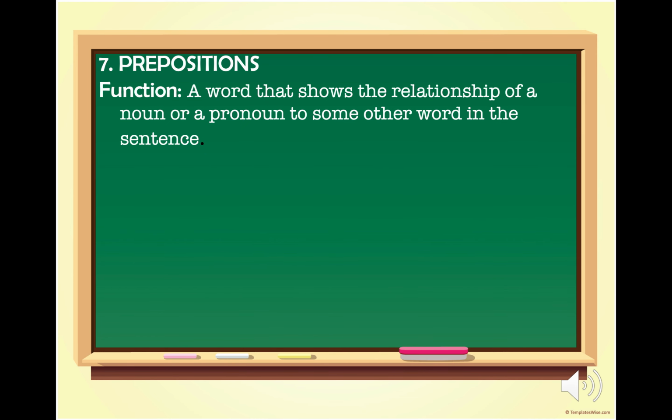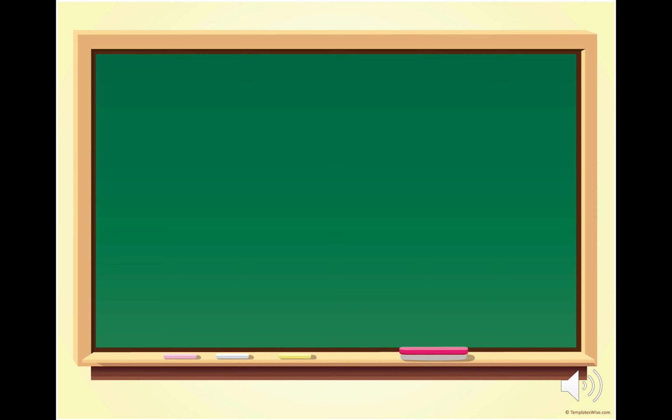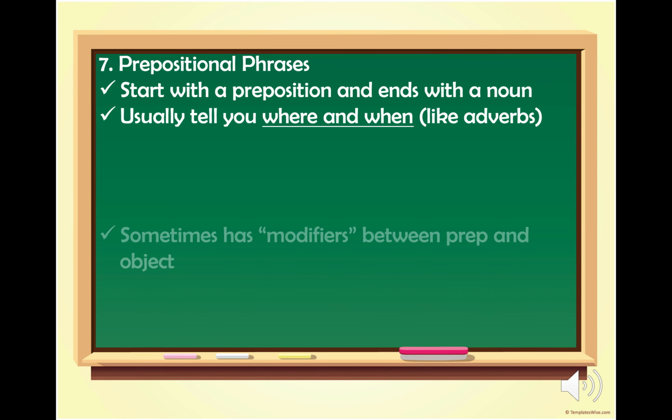Prepositions. These are words that show the relationship of a noun or a pronoun to some other word in the sentence. A noun or a pronoun is going to follow the preposition in something called a prepositional phrase. Here are some examples, like around, behind, with. A prepositional phrase begins with the preposition and ends with a noun, or it could also end with a pronoun.